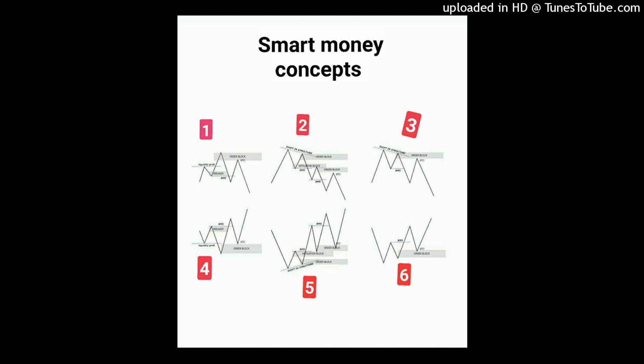Now, what's happening here is, although price broke this structure, it didn't break the high that was created by the main impulse, and that is where the OB comes in. Okay.